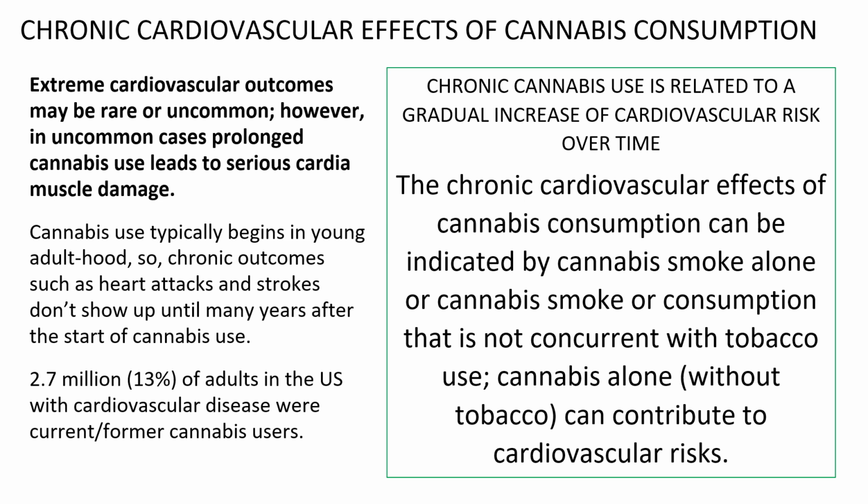Cannabis use typically begins in young adulthood, so chronic outcomes such as heart attacks and strokes don't show up until many years after the start of cannabis use. Chronic cannabis use is related to a gradual increase of cardiovascular risk over time. The chronic cardiovascular effects of cannabis consumption can be indicated by cannabis smoke alone. Cannabis alone can contribute to cardiovascular risk.